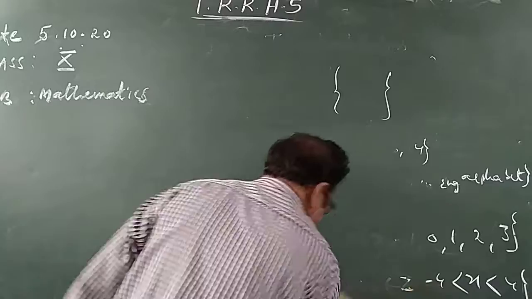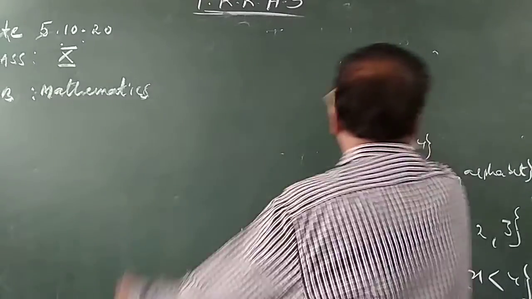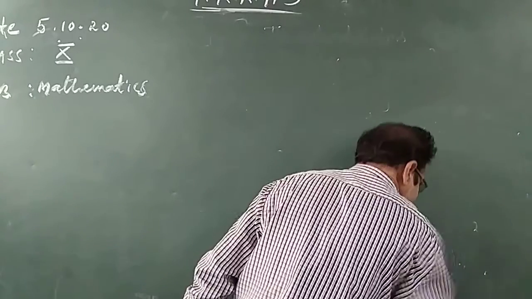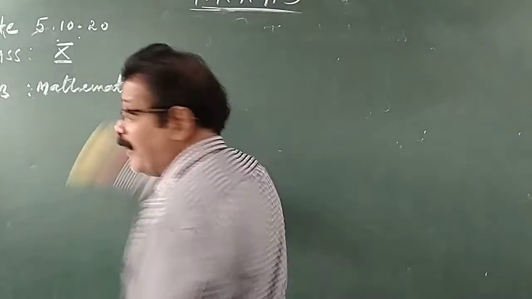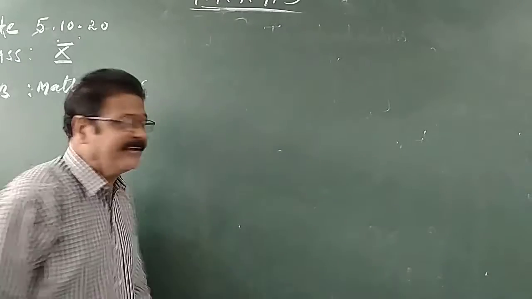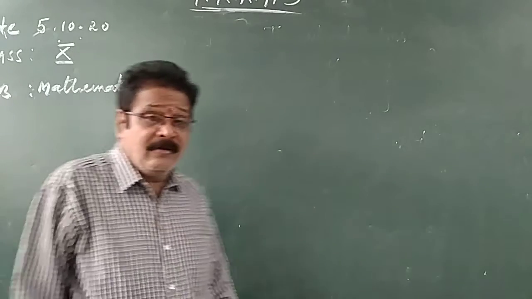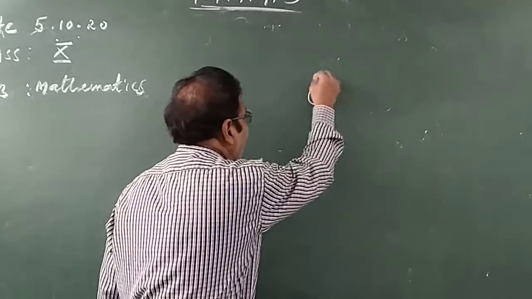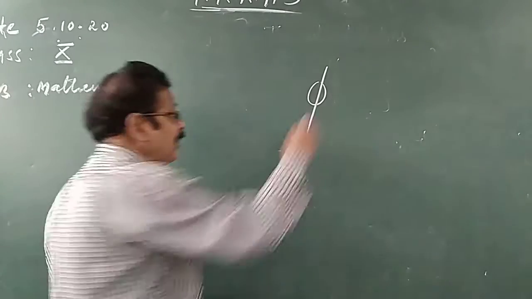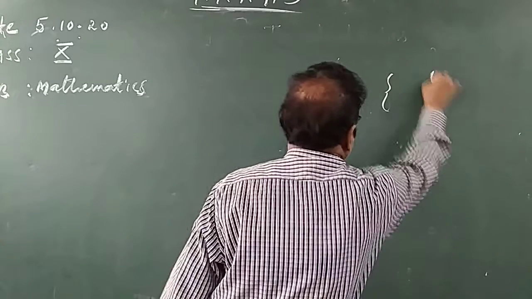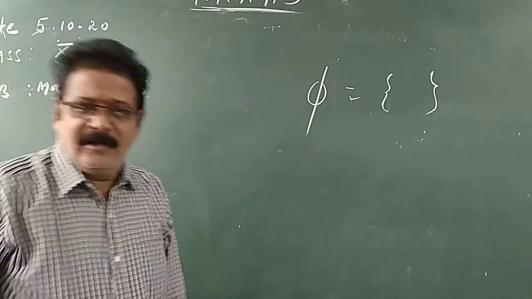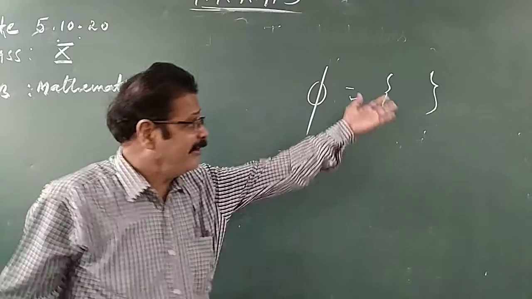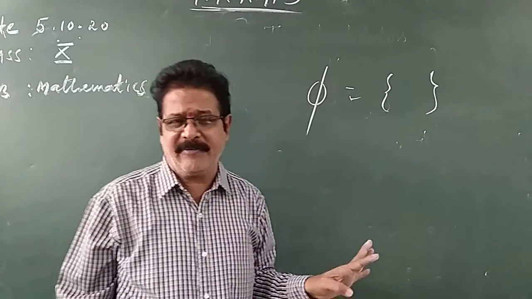Now types of sets, also explained. One is the empty set. What is an empty set? The set that contains no elements is called an empty set. The empty set is represented by phi or empty braces. In an empty set, we find no elements. It is empty. No elements present.